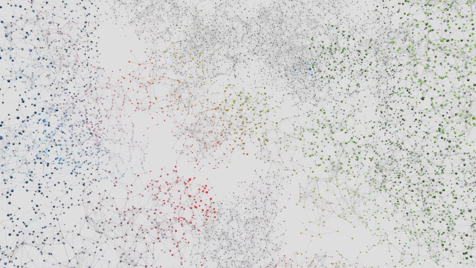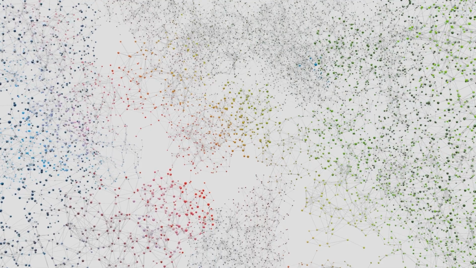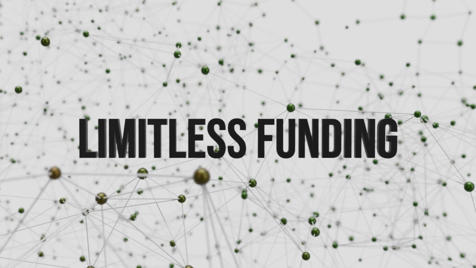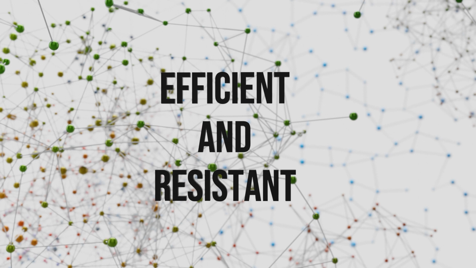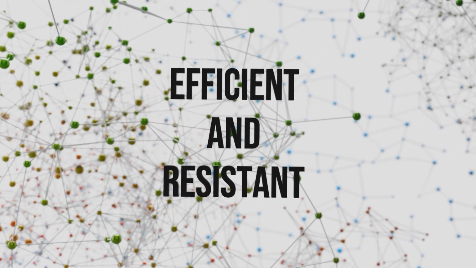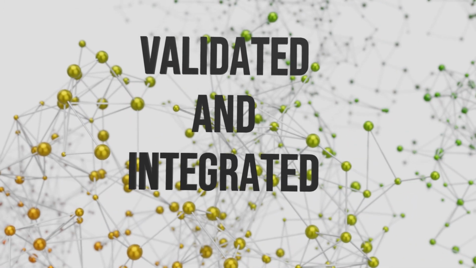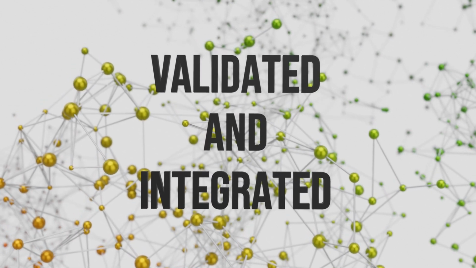Assured Science is building a new system designed to solve the problems undermining scientific research today. This new system is self-sustaining, giving researchers limitless means to fund projects and the freedom to choose any topic. Efficient, resistant to manipulation or sociopolitical interference, Assured Science's system will produce the best kind of data from every project. These data are validated in different contexts and integrated with related data by peers in the normal courses of their research.